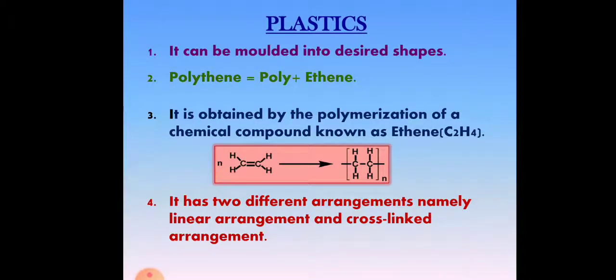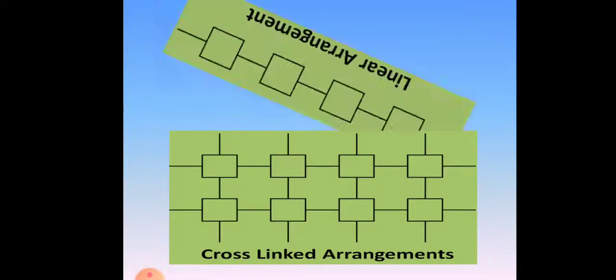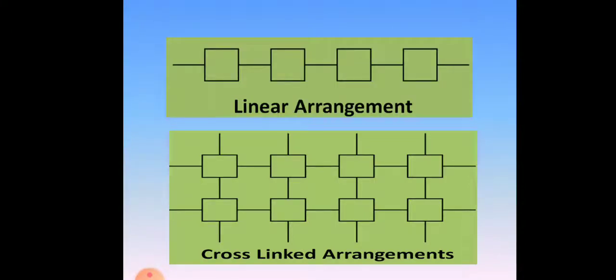Plastics can be molded into desired shapes. Poly plus ethene is called polythene. It is obtained by the polymerization of a chemical compound known as ethene. C2H4 is ethene. Look into the structure of ethene. It has two different arrangements, namely linear arrangement and cross-linked arrangement. This is the linear arrangement, and this is the cross-linked arrangement.